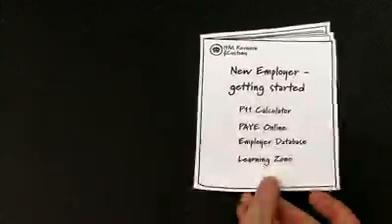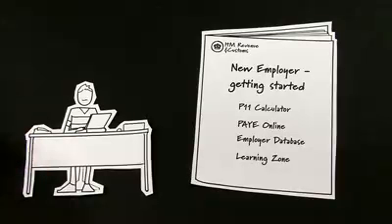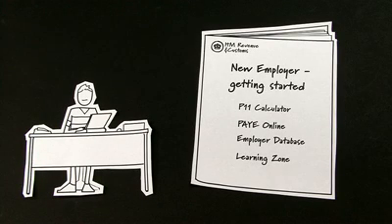The New Employer Getting Started guide contains links to all the tools Dexter needs to run PAYE. As he must file online his employees' starting and leaving details, as well as his employer annual return, Dexter decides to keep electronic records and use HMRC's software rather than paying for his own.